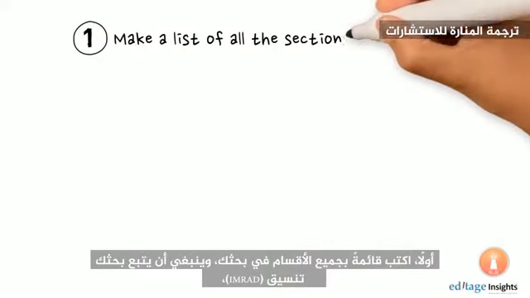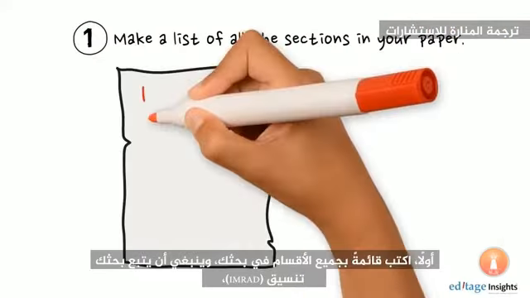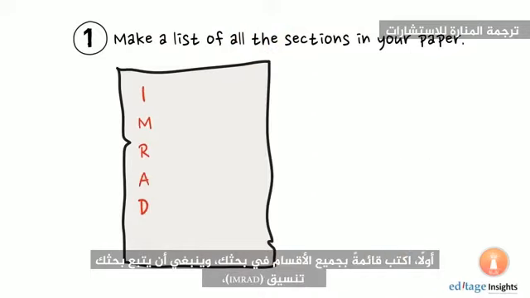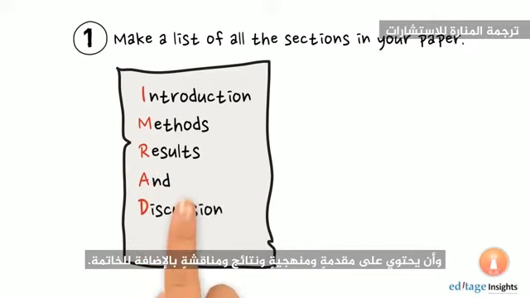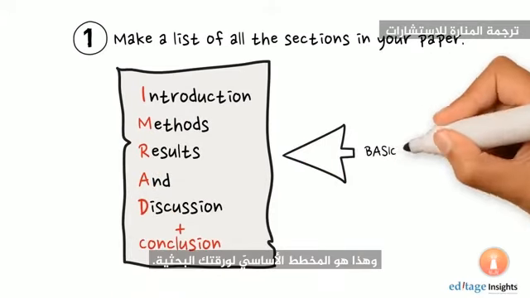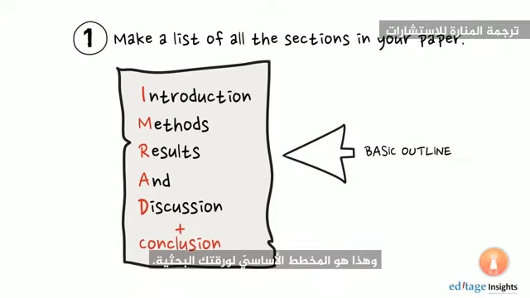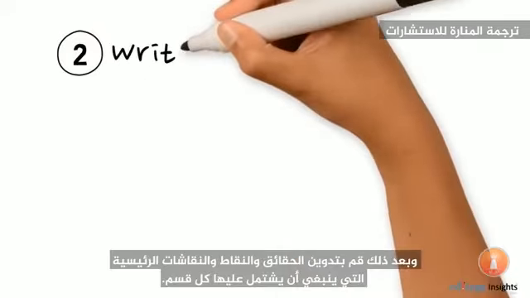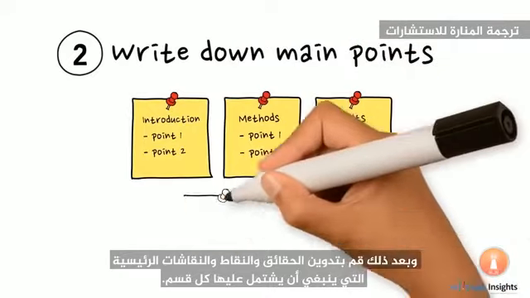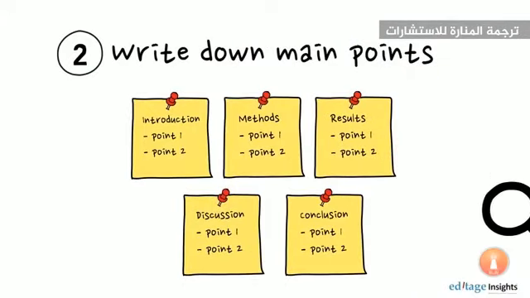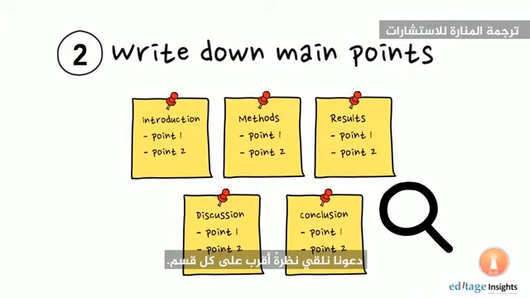First, make a list of all the sections in your paper. Your research paper should follow the IMRAD format and must include an introduction, methods, results and discussion, and conclusion. This is the basic outline for your research paper. Next, write down the main facts, points, or arguments that should be covered under each section. Let's take a closer look at all sections.